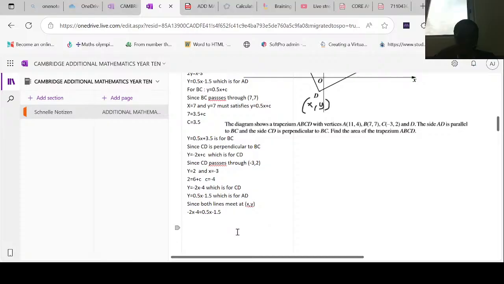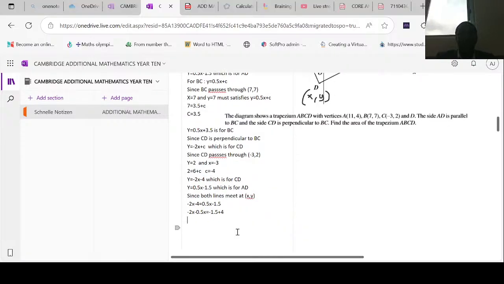So now I can take 0.5x to the other side, and I can bring minus 4 to the other side. So that will be negative 2x, negative 0.5x, are you there? Equals to negative 1.5 plus 4. From negative 4 it will become positive 4. So what is negative 2 minus 0.5? That will be negative 2.5.